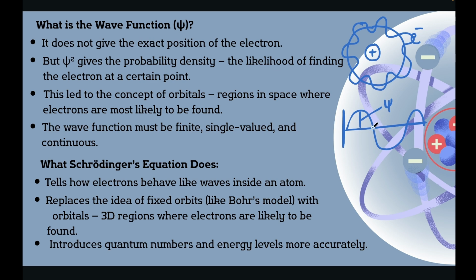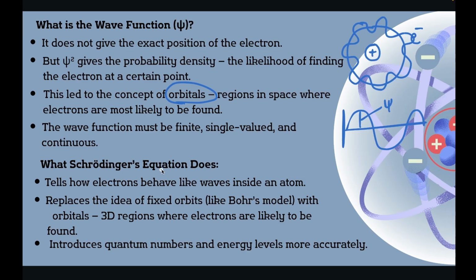So it is impossible to locate an electron. So Schrödinger says that we cannot find the exact location of an electron, but we can find the probability of finding an electron. So psi does not give the exact position of the electron, but psi square gives the probability density of finding an electron at a certain point. This led to the concept of orbitals. That means the region in space where the electrons are most likely to be found. Wave function must be finite, single valued and continuous.